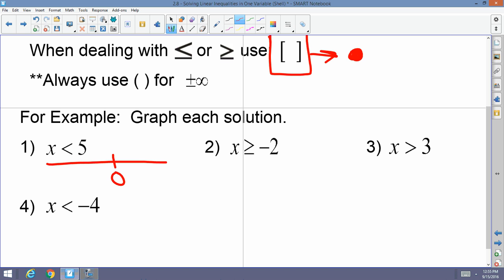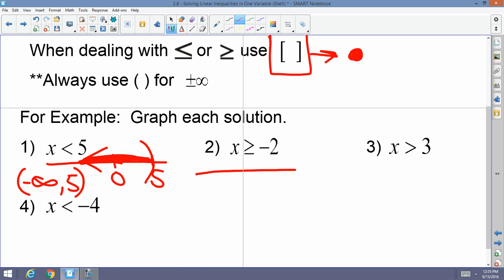Mark your 0 as your starting point, a reference point rather. X is less than 5, so we got 5. It's less than, so I'm going to use a parentheses, and it's everything shaded to the left. If I wanted to write this in interval notation, I'm going from negative infinity to 5, parentheses, because infinity always has parentheses, and on the 5 because it is a less than, not less than or equal to.